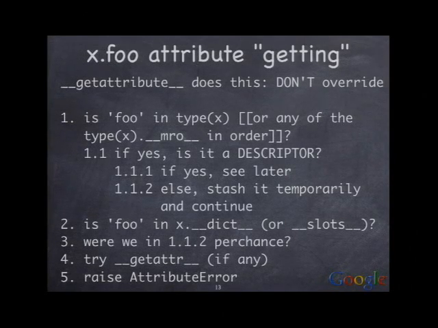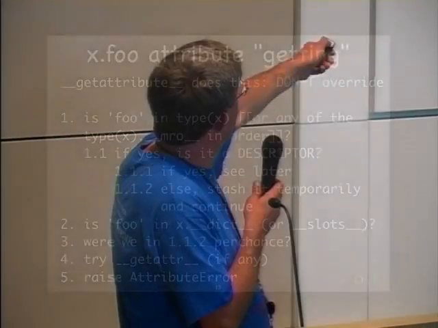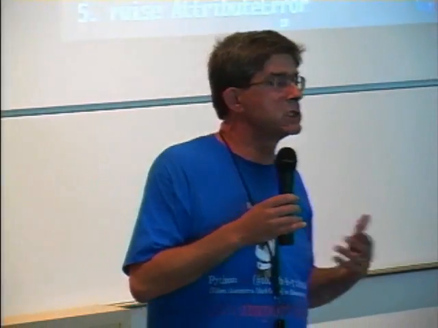Basically, one way of seeing it is, if there's an attribute of that name in the type, and it is a descriptor, then a set of rules applies. Otherwise, the thing that is in the type but is not a descriptor can be overridden by it also being in the instance dictionary or slot. Yes? What else could it be if it's not a descriptor? Anything except a descriptor. A descriptor is an object with a dunder-get special method.